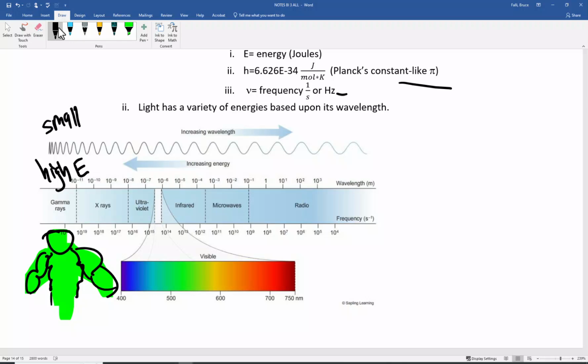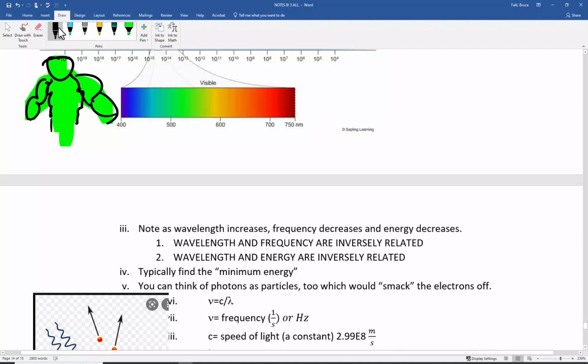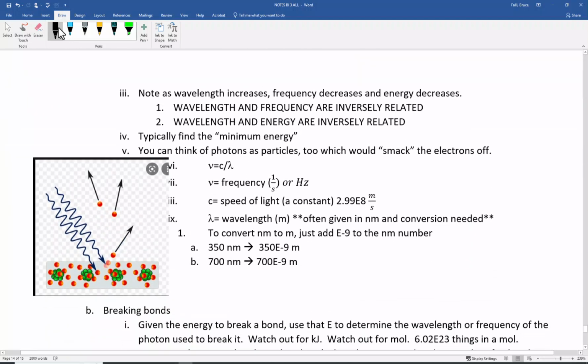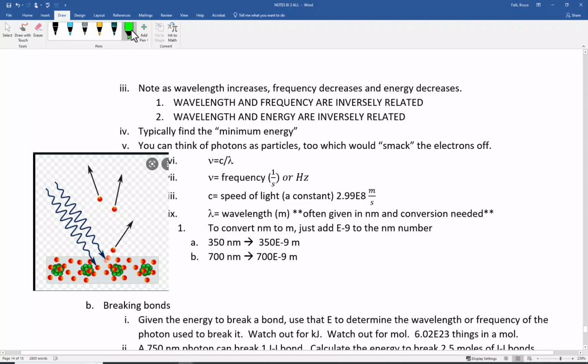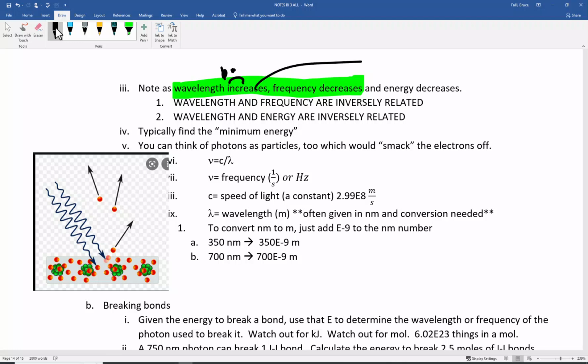Over here, we have radio waves. No one says, save me from the radio waves. They're long and they have low energy. We're being bombarded with radio waves right now. How do we know this? You could turn on a radio and get a radio station. Note as wavelength increases, frequency decreases. Let me just say this again: wavelength increases, frequency decreases. That is a most missed question because it's an inverse relationship. As wavelength increases, energy decreases. So remember that: wavelength and frequency are inverse, and wavelength and energy are inverse.